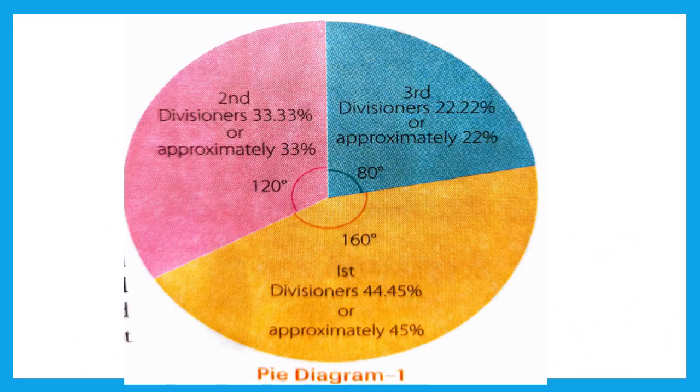Now have a look at this pie diagram. For first divisioners, the percentage that we calculated was 44.45%, and when we converted it into degree, it was 160°. Next for second divisioner, the percentage was 33.33, and when we converted it into degree, it became 120°. And for third divisioners, the percentage value was 22.22%, and when we converted it into degree, it became 80°. So this is the representation of the pie diagram.